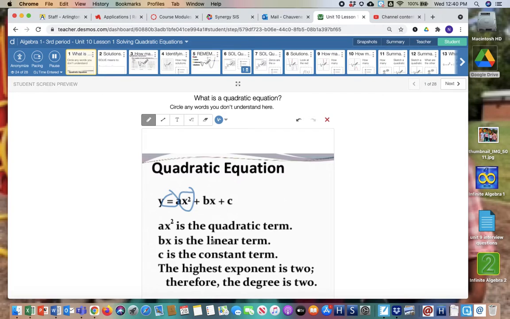Now the rest of this, the linear term and the constant term, that's what you see most of the time, but one or both of these could be gone and it would still be a quadratic equation if it was just this part. So for instance, if you had y equals 3x squared and there was no bx term or c term, this is still a quadratic equation. The exponent needs to be 2, just like the factoring we're doing from the last unit.